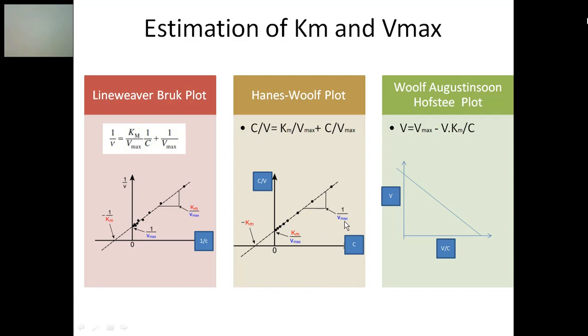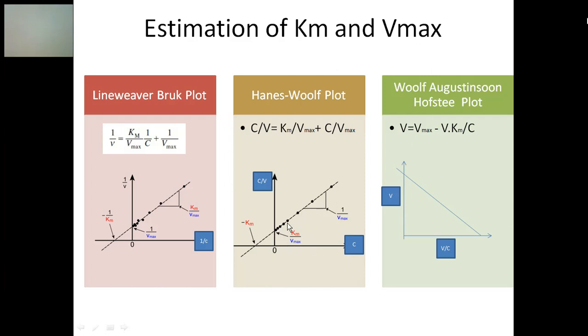Directly, we can also get the value of Km at the x-intercept. So either way you can take the value. No problem: from the y-intercept value you can get Km, or directly from the x-intercept you can get Km. Okay.